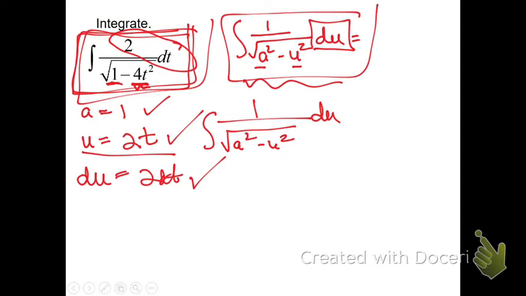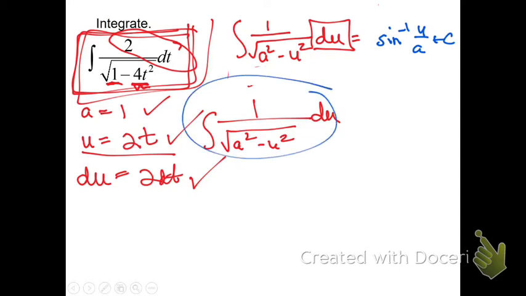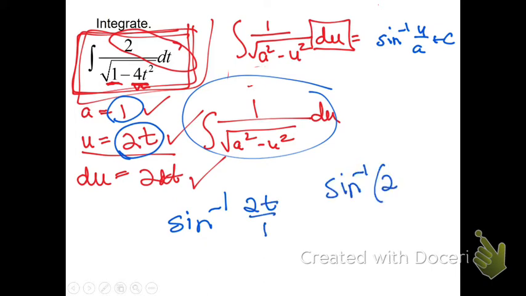Now we do the work. We apply the formula. The formula for inverse sine is inverse sine of u over a. They're all u over a. Now that we know we have everything we need in the formula, we go straight to the answer, and the answer is inverse sine of u over a, or just inverse sine of 2t. And that was the question that we started with.